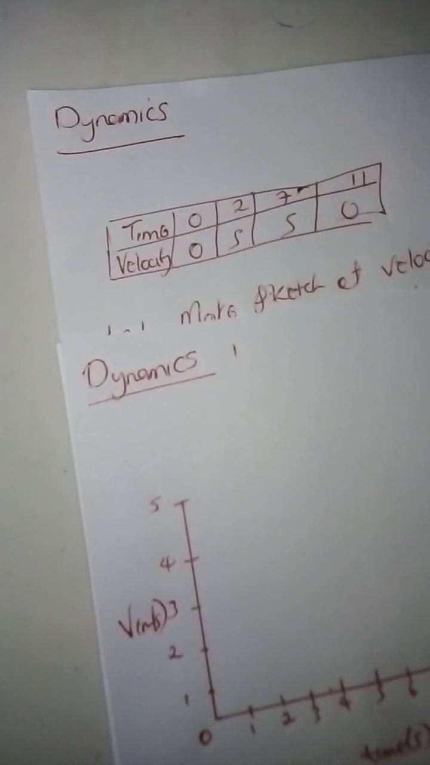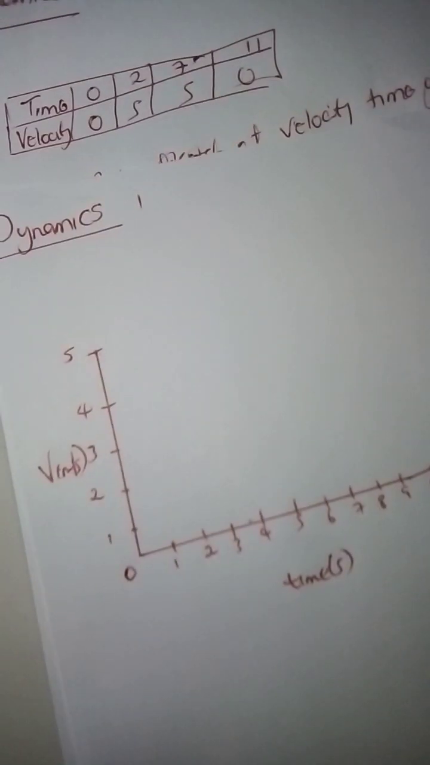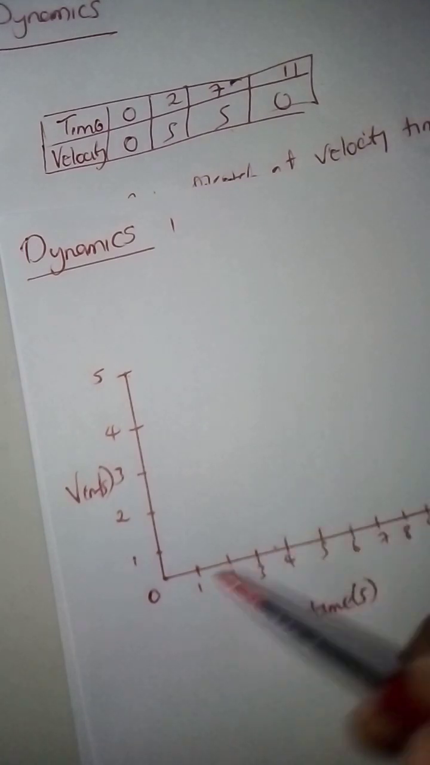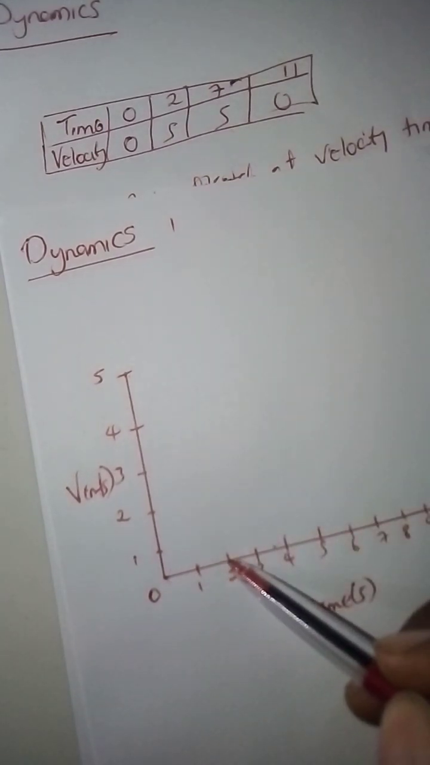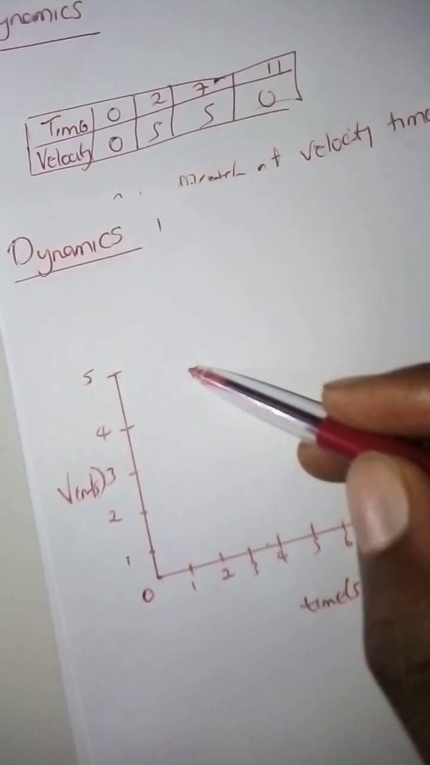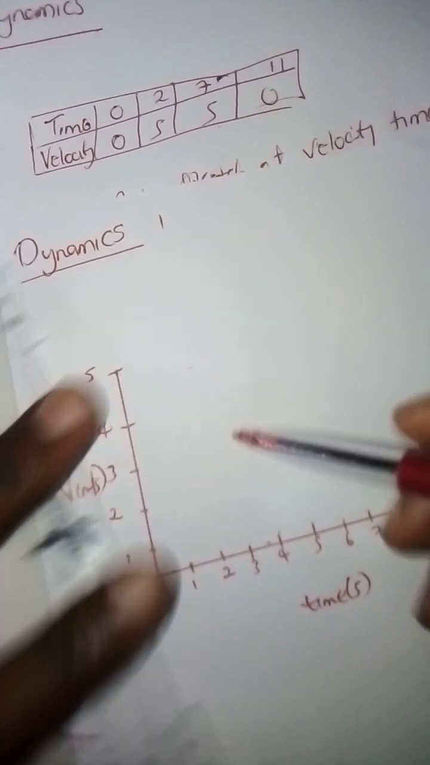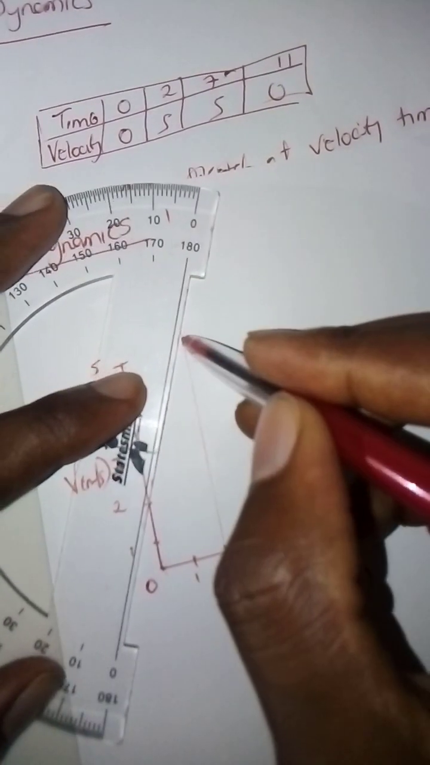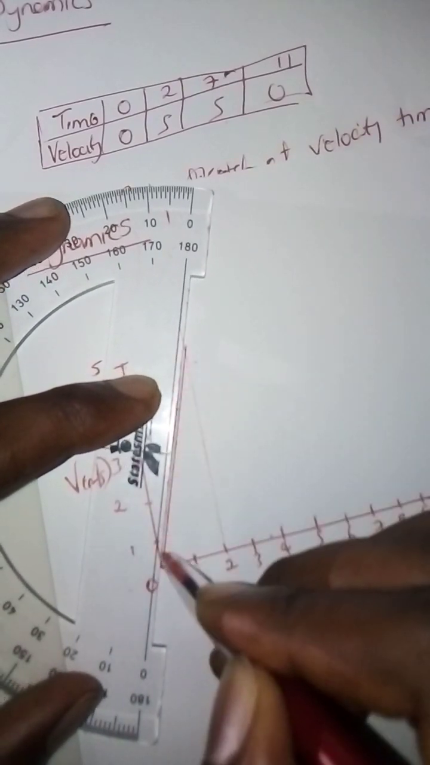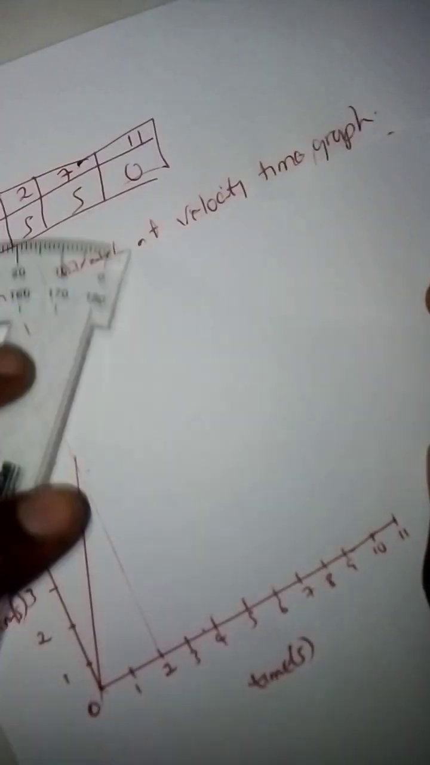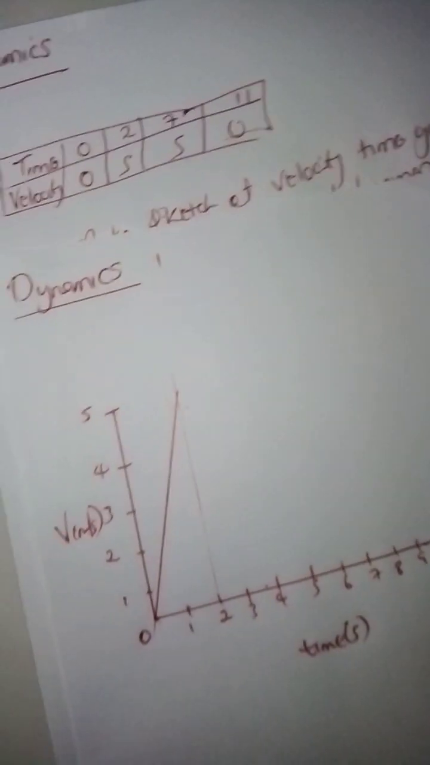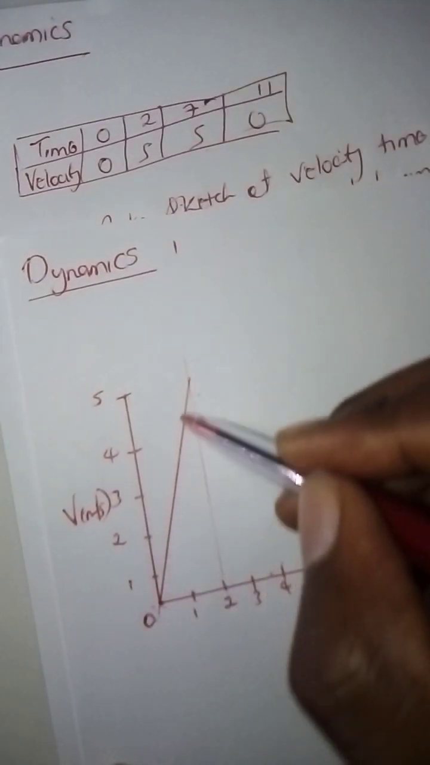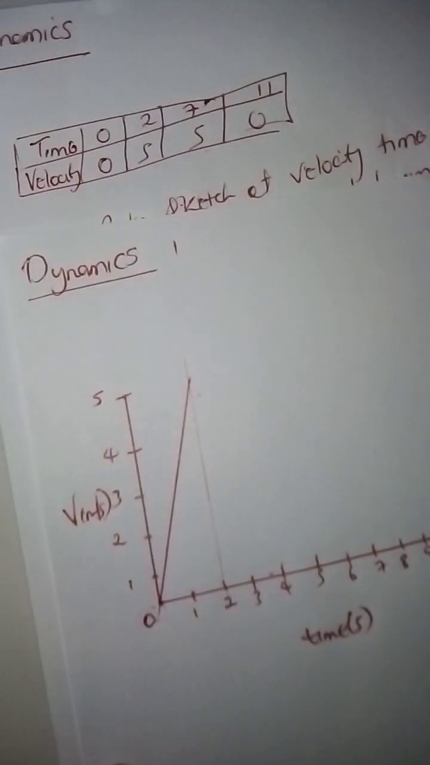Awesome. So now let's look at our table. At 0 seconds, what's going on in velocity? It's also 0, so it's right here. But then from 0 to 2 seconds, the velocity increased from 0 to 5 meters per second. So we are going to draw it right here. That's the first line. So from 0 to 2 seconds, the velocity increased to 5 meters per second.